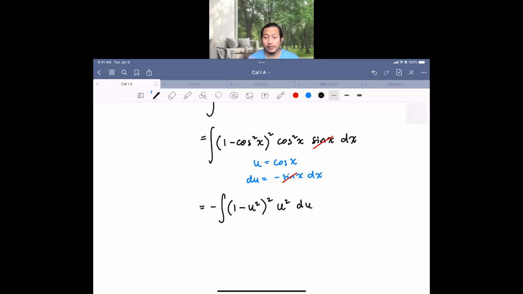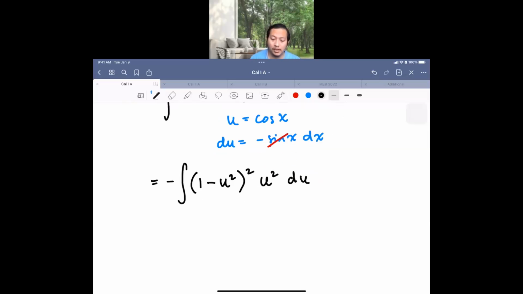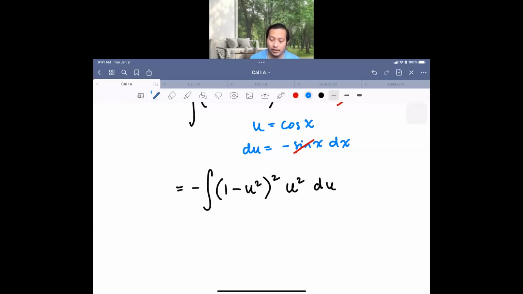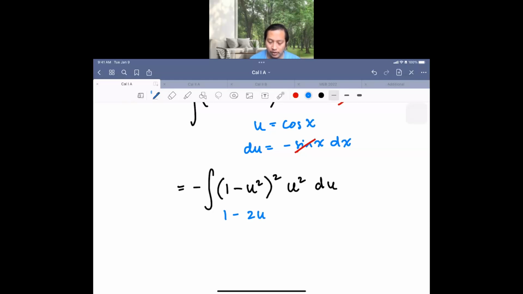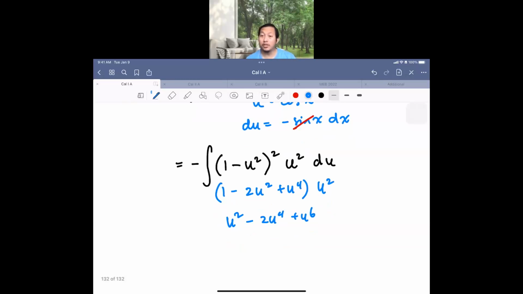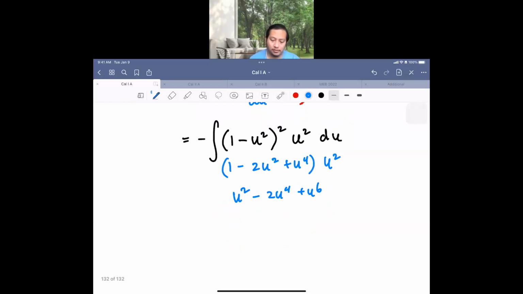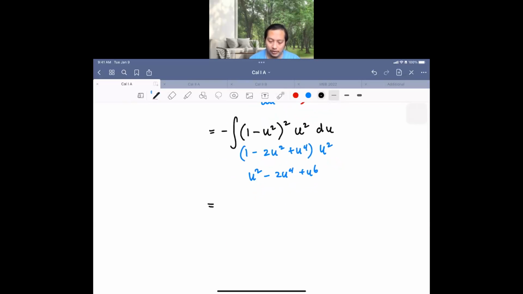Now we still need to expand and calculate the expansion here. I think it's not too difficult, right? So this will be 1 minus 2u squared plus u4, and then we still need to multiply by u squared. So we will have u squared minus 2u4 plus u6. And because this is just a normal polynomial integration, we can do this quickly. So I think I can just write the answer here.